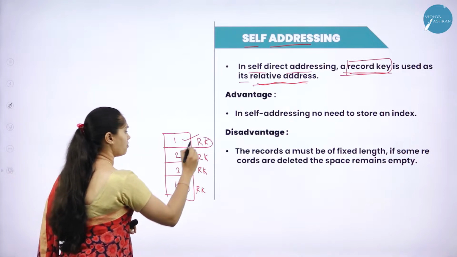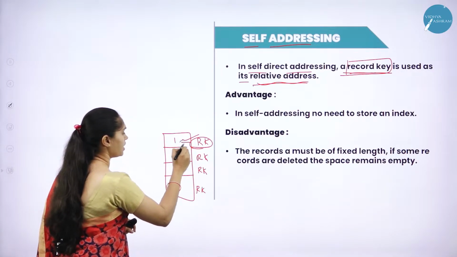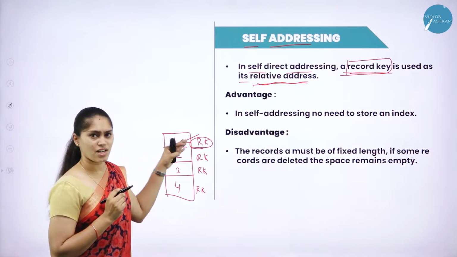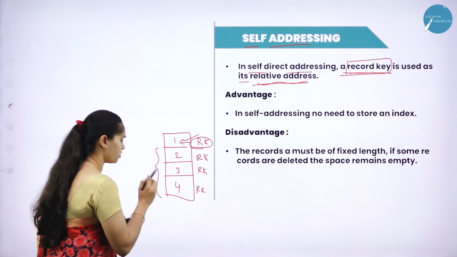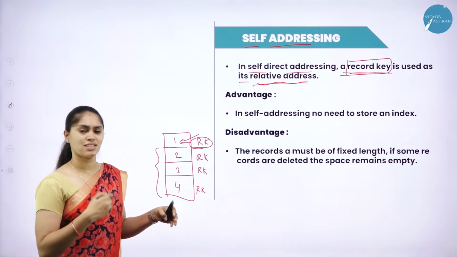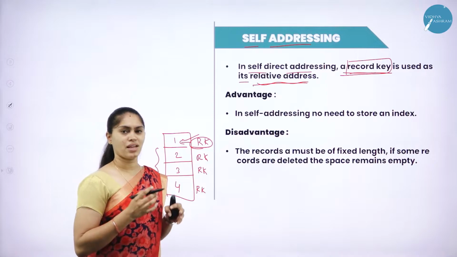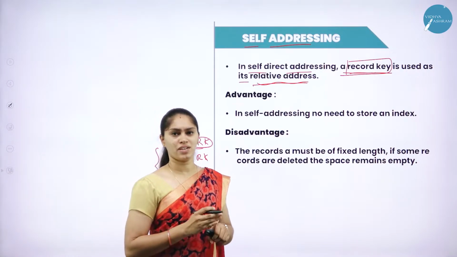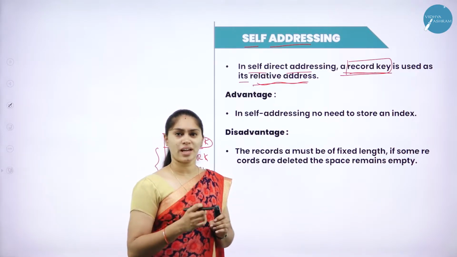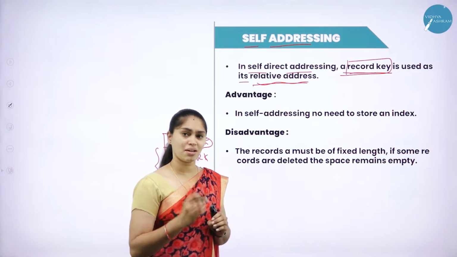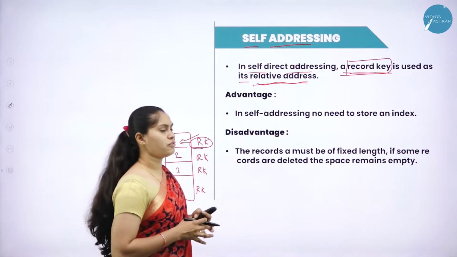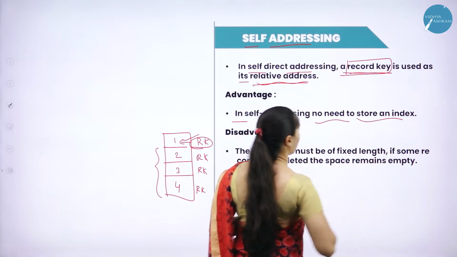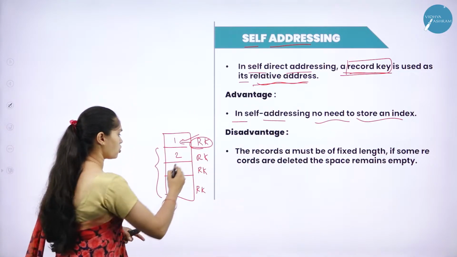So when I am using this self-addressing method, if I get to know the address of the first record, then it will be easy for me to access the remaining records. It is somewhat like base addressing. That means if we get to know the first location of the first element of an array, then I will be able to get the addresses of further elements. The same thing takes place in self-addressing. And also in self-addressing, there is no need to store an index, because here you need not store 2, 3, 4.